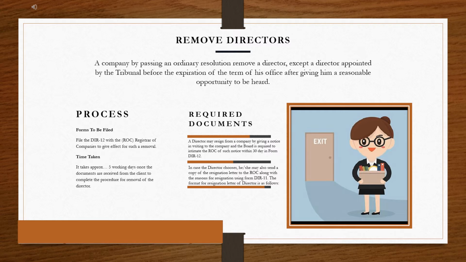Once the notice of a resolution to remove a director is received by the company, it shall send a copy to the director. File the relevant form with the ROC to effect the removal of the director of the company. Forms to be filed: file DIR 12 with the ROC, Registrar of Companies, to give effect to such a removal. Time taken: it takes approximately 5 working days once the documents are received from the client to complete the procedure for removal of the director.